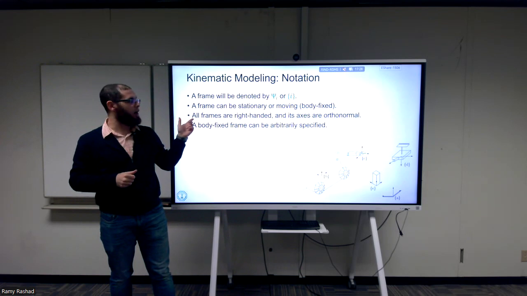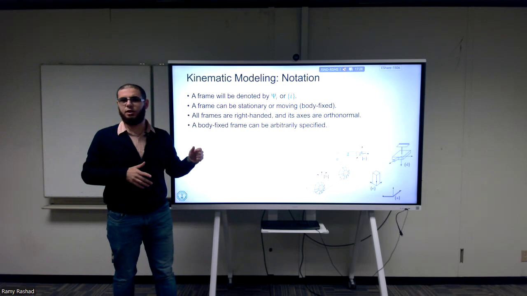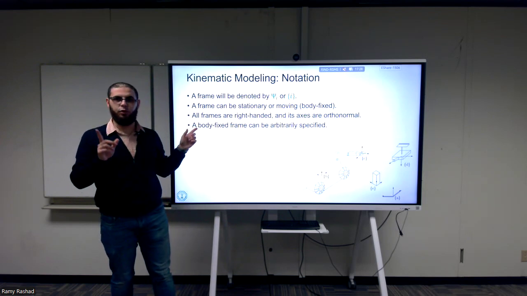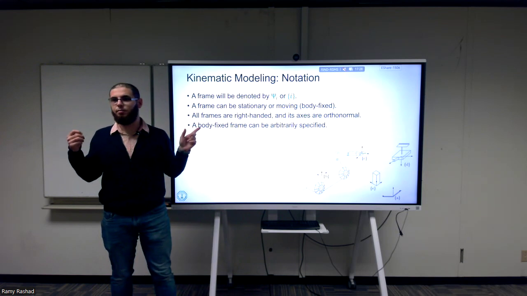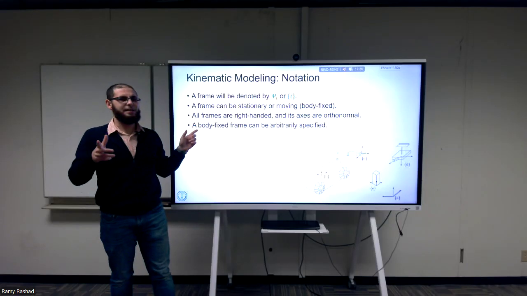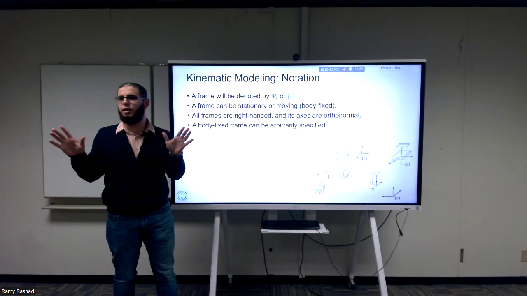We assume all frames are right-handed and the axes are orthonormal. This is just to make our life easier when doing some calculations. We don't assume that the body fixed frame is specified in any special manner, and this is an important point for those who already have some background on homogeneous transformations. It can be arbitrarily specified. So there is no such thing as DH parameters.